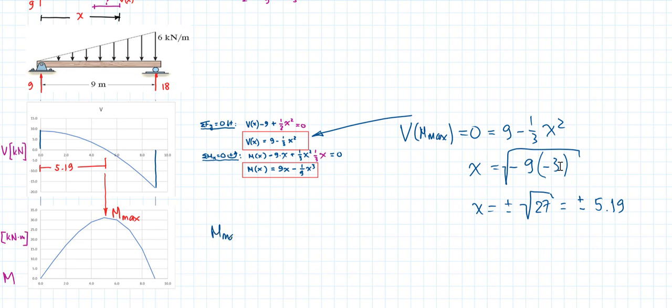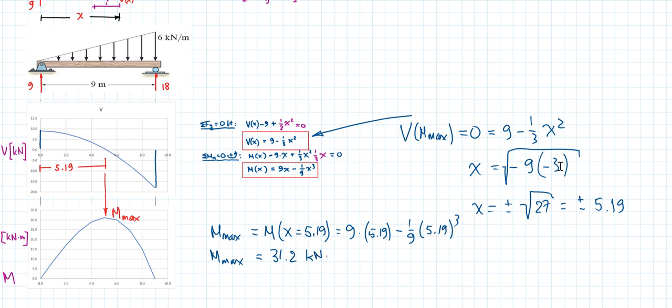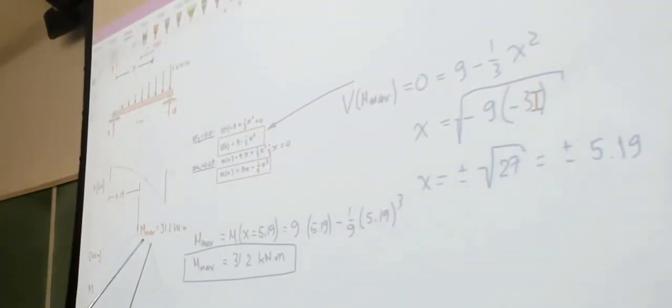So moment max is equal to the moment at x equals 5.19, so equals 9 times 5.19 minus 1.9 times 5.19 cubed. Moment max equals 31.2 kilonewton meters. Beautiful. 31.2 kilonewton meters. Beautiful. Every time that you do a shear and moment diagram, you should put things like that.